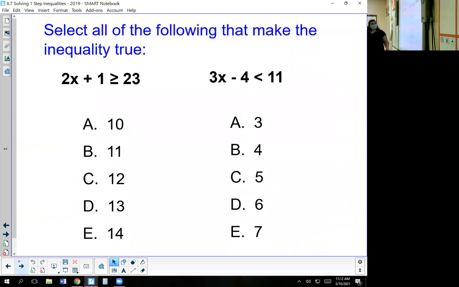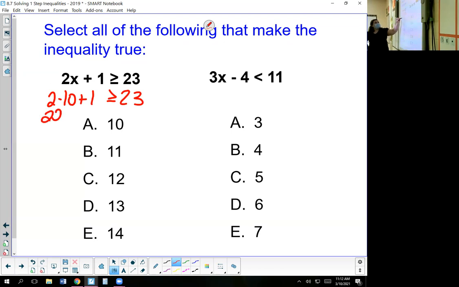So, same idea here. This is actually a two-step inequality, but all you have to do is plug them in and see which ones work. So I'm just going to do one of these. Make sure you pay attention that you still need to read it left to right. So I'm going to try 10. If I do 2 times 10 plus 1, is that greater than or equal to 23? You have to follow the order of operations.